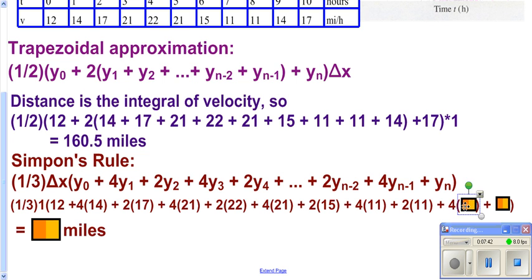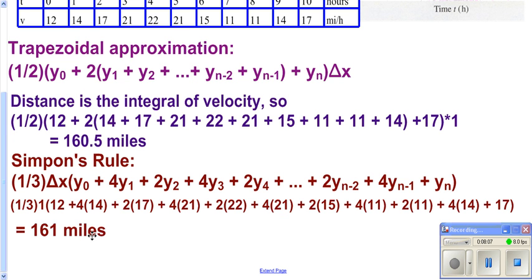And you keep doing that, with the exception of your last one, which you don't do anything to, because it says it's just that last one, just like the first one is all alone. Then you got to multiply all that out, and I'd recommend your calculator. You multiply it all out, and you get something really close to 161 miles.